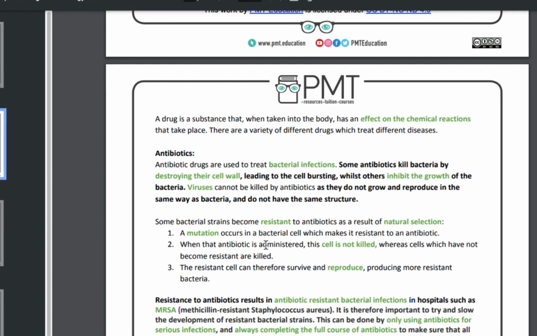Some bacterial strains become resistant to antibiotics as a result of natural selection.